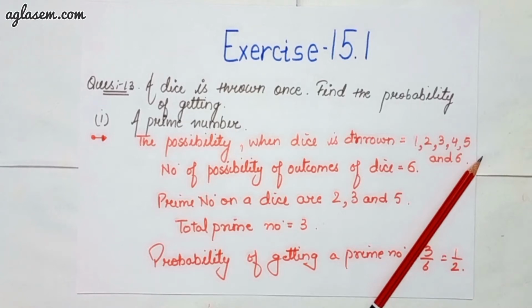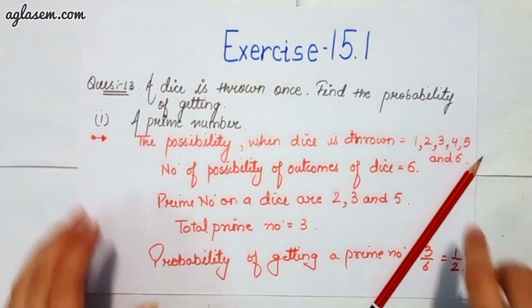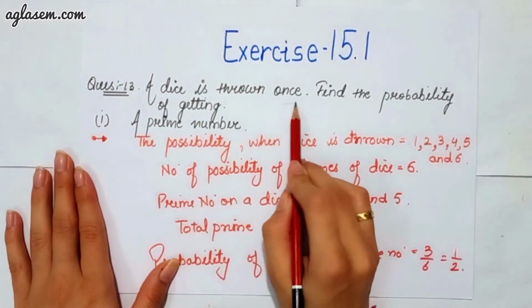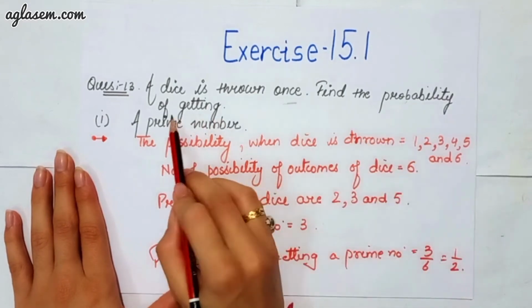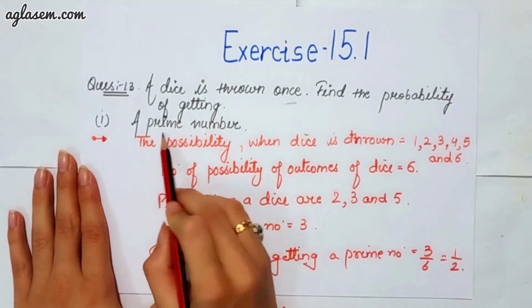Today in this video, we will be covering the rest of the questions of our exercise 15.1 in chapter 15, that is probability. So starting with the rest of the questions, our 13th question says, a dice is thrown once. Find the probability of getting, first part, a prime number.